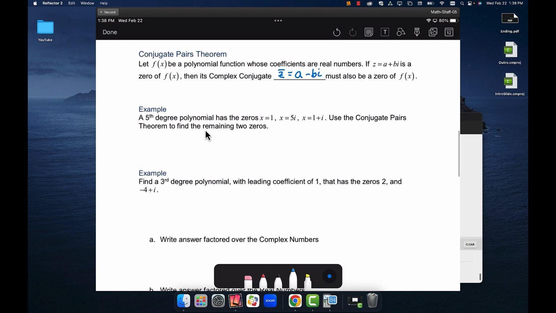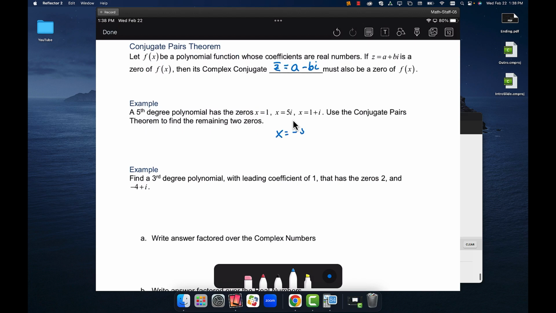For example, a fifth-degree polynomial has zeros 1, 5i, and 1 plus i. It's giving us 3 of the zeros. There's 5 of them, so we need to find the other 2. Since we know that 5i is a 0, its conjugate, negative 5i, must also be a 0. And if x equals 1 plus i is a 0, then our other 0 must be its conjugate, 1 minus i. So these are the 2 remaining zeros that when you add it to these 3, we get a 5 total. Fifth degree polynomial should have 5 zeros.